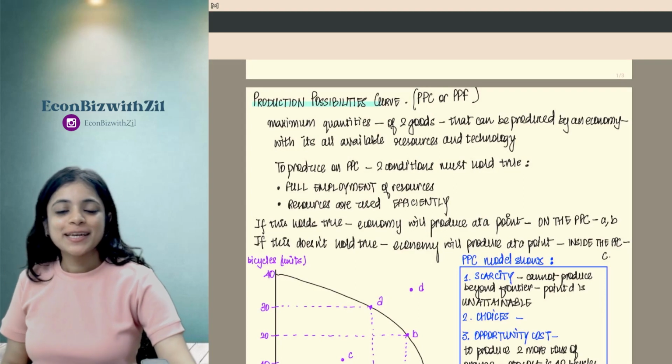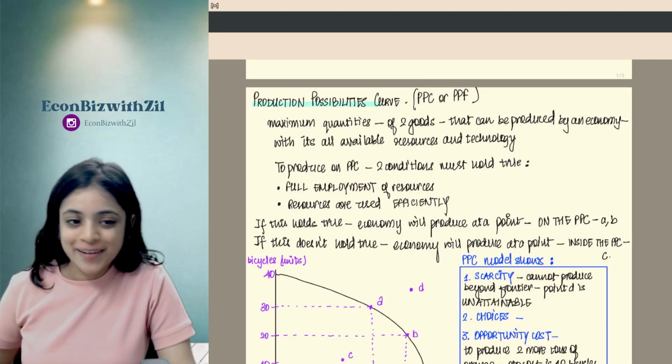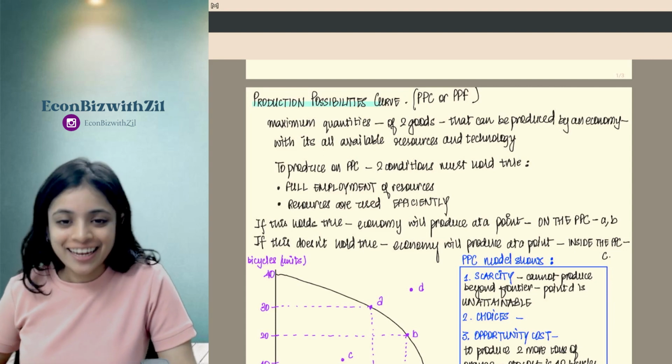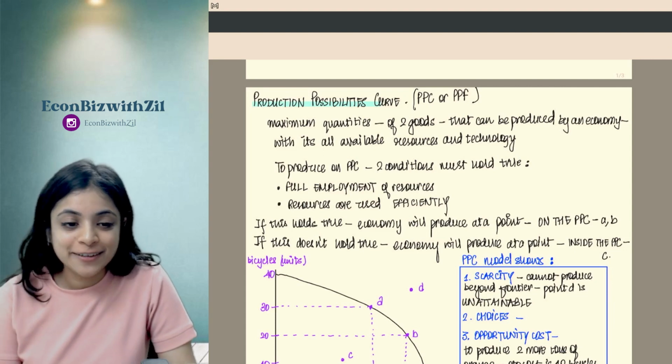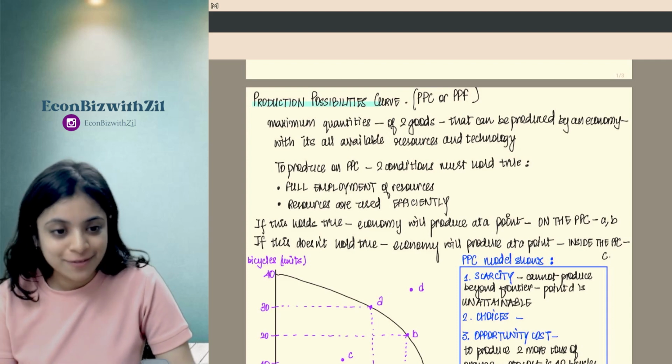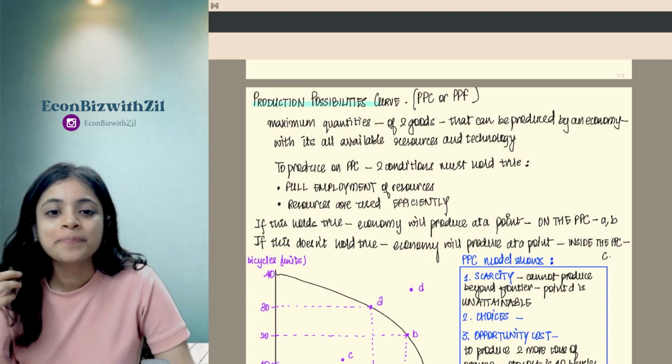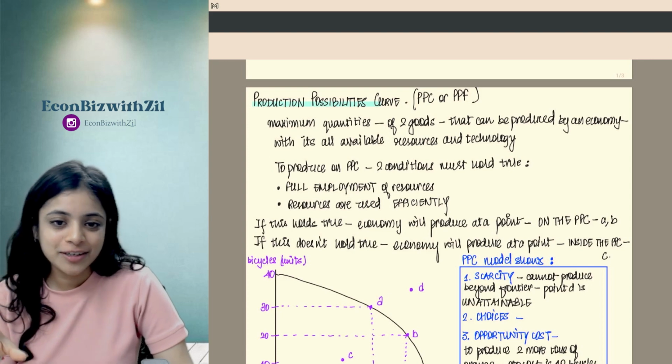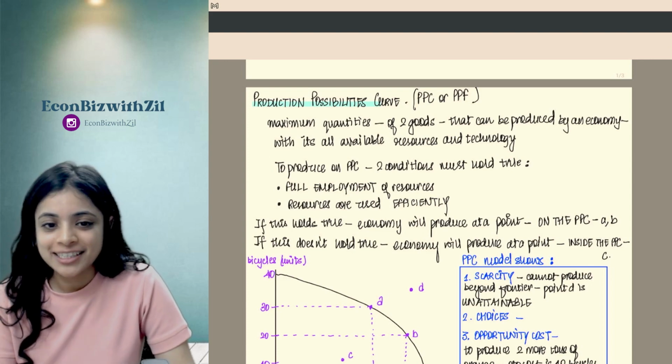Okay, so let's move on to chapter 4, or episode 4, as I'd like to call it. It's the production possibilities curve, or PPC, also called the production possibilities frontier, or PPF. This is the first graph that you get introduced to, so let's dive right into it.